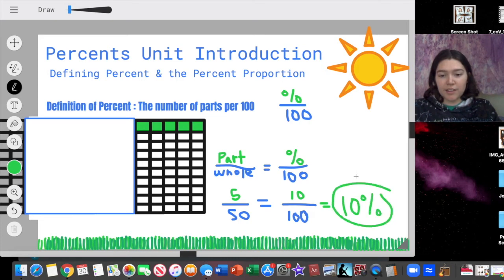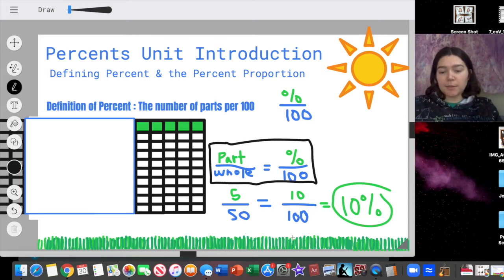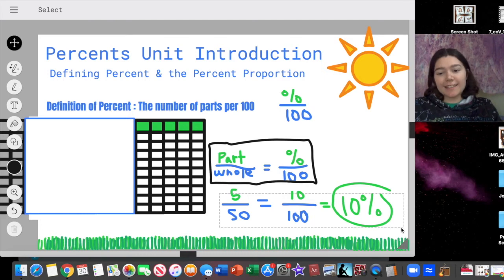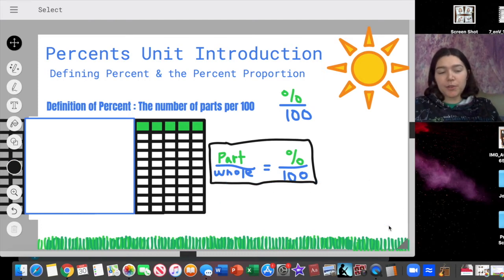Right, that's what we just did. And this percent proportion is like a general form of that. We can always take our part divided by our whole, and that's going to be equal to the ratio of my percent divided by my 100. Okay, we're going to look at this a lot over the next few days, but before we move on, let's look at one really quick example that might ground it for you.